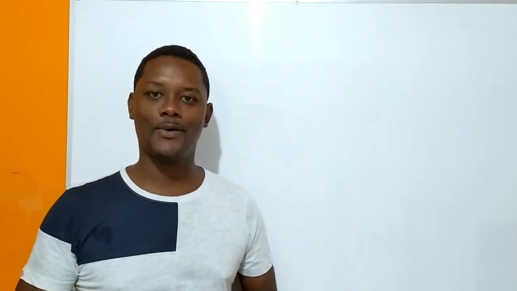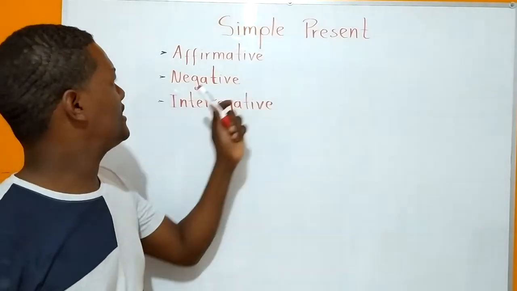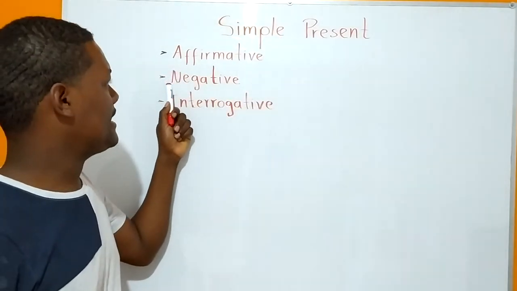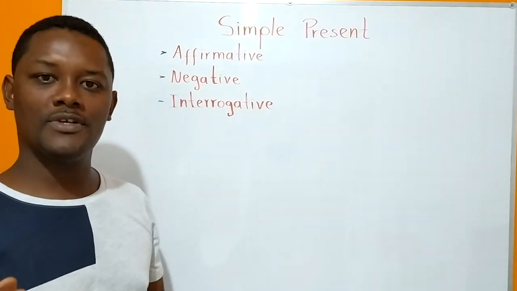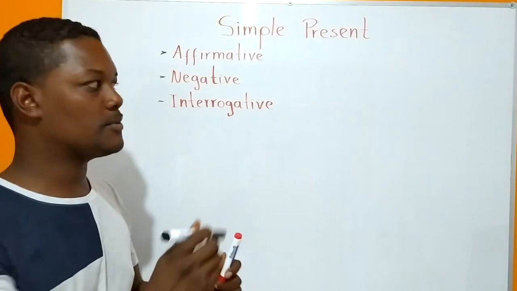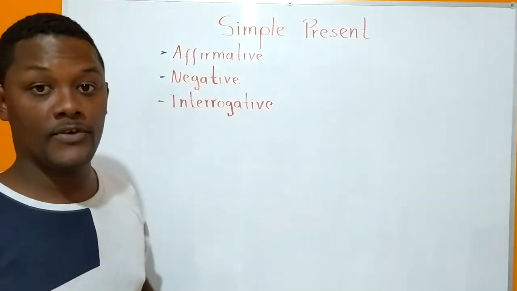Listen and pay very close attention to this. Alright, and here it is, the simple present. Affirmative, negative, and interrogative way. I'm going to explain to you how to create sentences, how to build sentences with this. Let's start with the first one, affirmative.